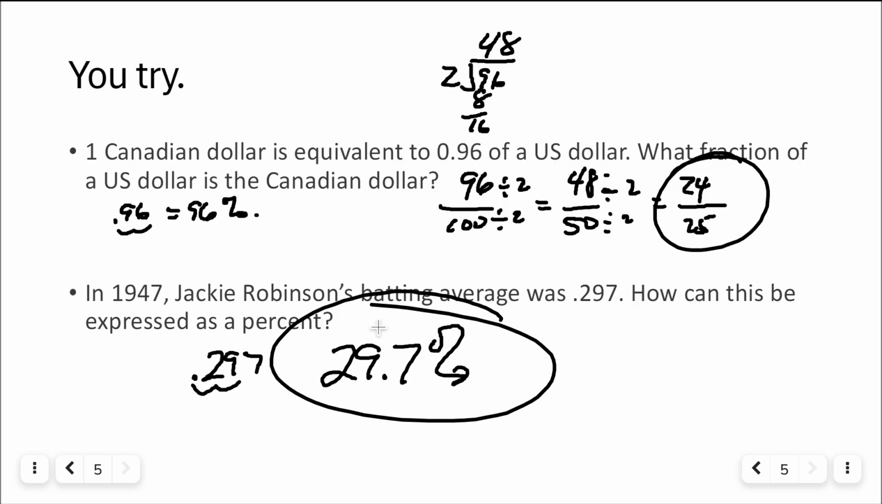So that's how you convert between decimals, fractions, percents, and back and forth and all over the place. All right? So again, you want to go from a decimal to a percent, move the decimal 2 spots to the right. You want to go from a percent to a decimal, move the decimal 2 spots to the left. You want to make a fraction out of it, find the percent and write it over 100. Okay, and then reduce it.